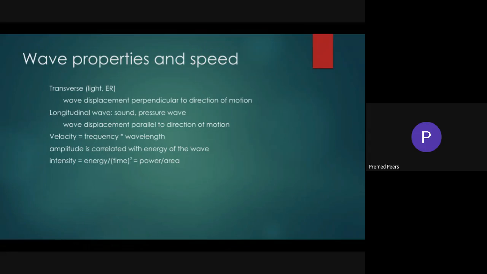So transverse means that the wave displacement is perpendicular to the direction of motion. What this would mean is that, think about a normal light wave, it goes up and down. Sorry, let me try inserting that picture real quick. Sorry about that.